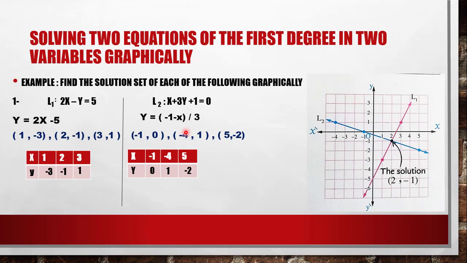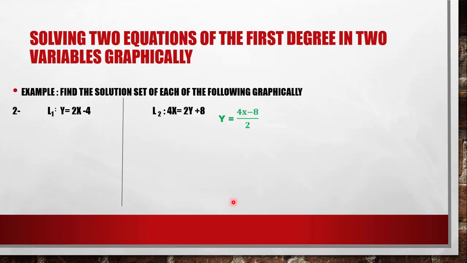In this case, the two straight lines intersect in one point. So this is the solution. This point is (2, -1). So x is 2 and y is negative 1. So the solution set is the ordered pair (2, -1).